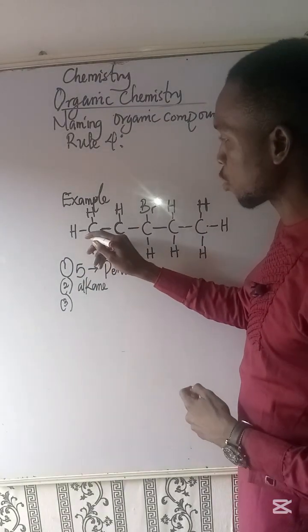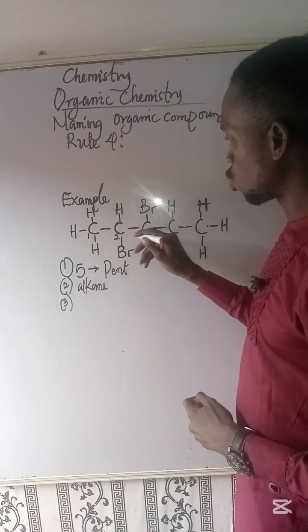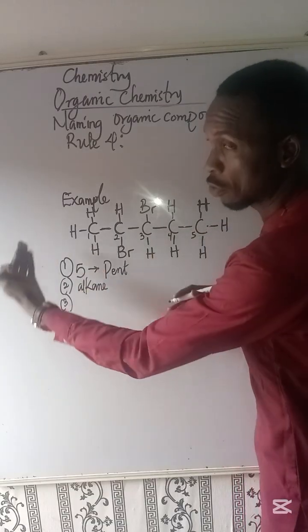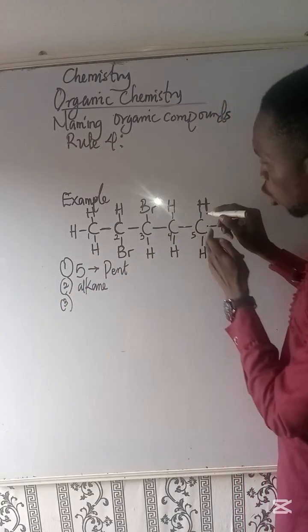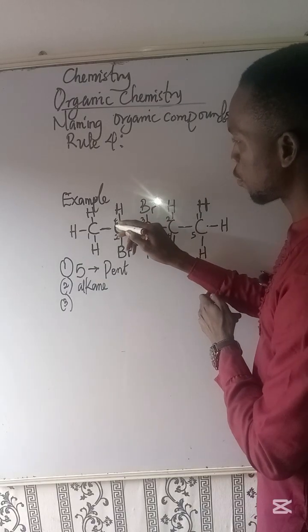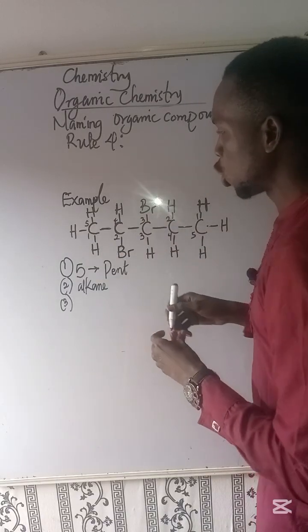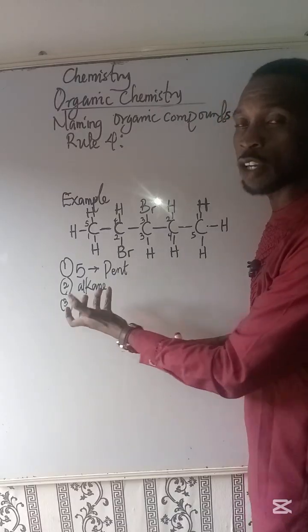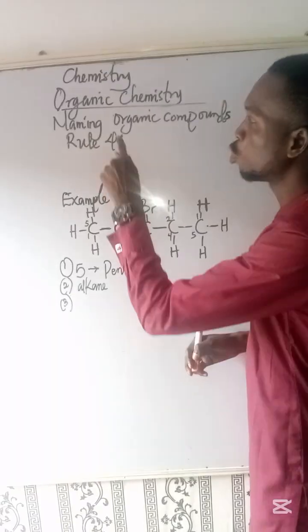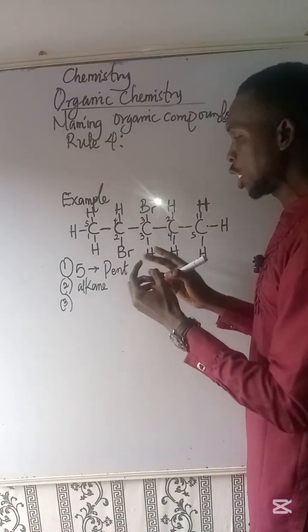Then number the carbons, the lower numbering and the upper numbering. So that is rule number 3. That's 1, 2, 3, 4, 5. For the lower numbering, you start from left to right. Then for the upper numbering, 1 from right to left, 2, 3, 4, 5. Then check your substituents. Do you have a substituent here? Yes, we have bromine.